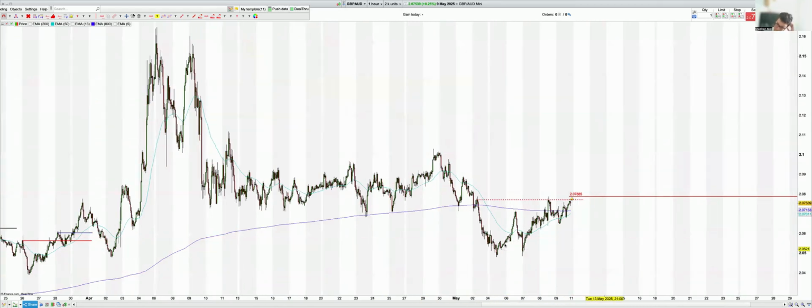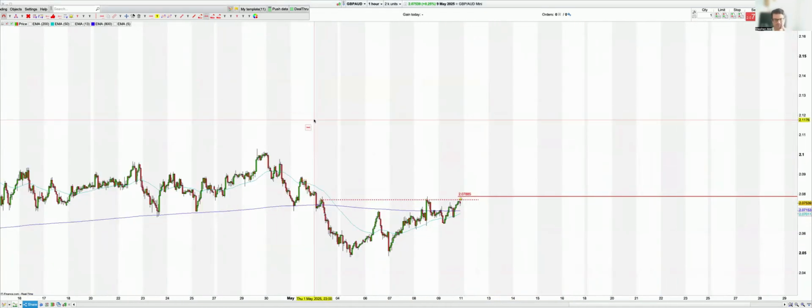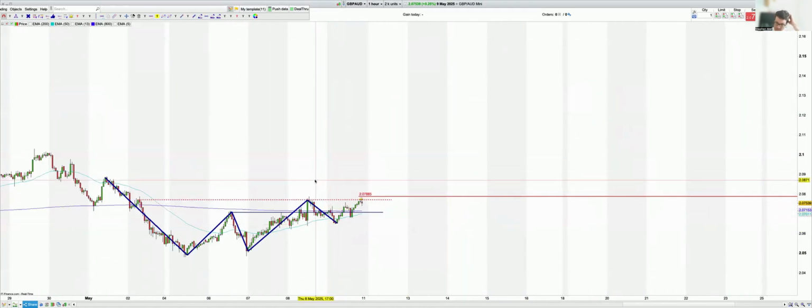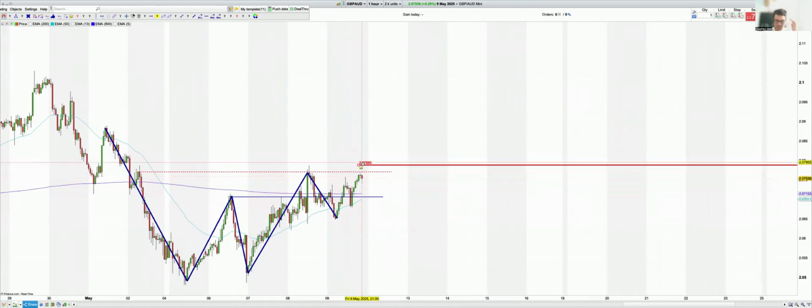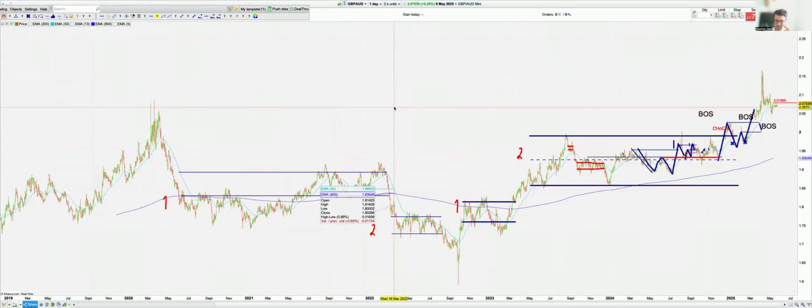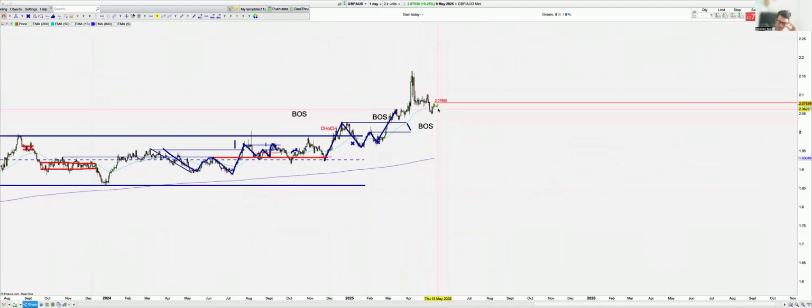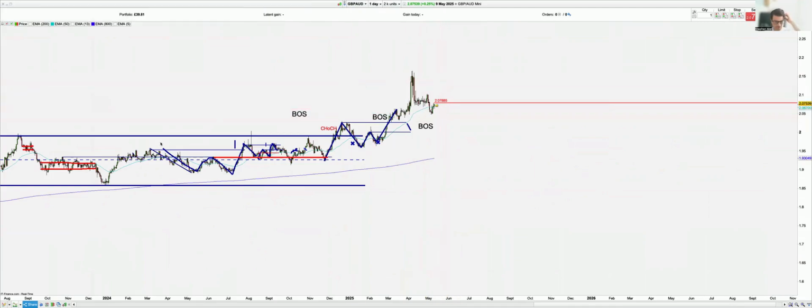Is it going to give a third? Maybe. But the fact of the matter is I'm not going to do anything until we get up here. I want to see us get a close above here, and that is a good long. And if we go to the daily, why do I like it? Again, similar to all these pairs, we're around the 50, which is the entry area. We just need to be aware of entry opportunities.